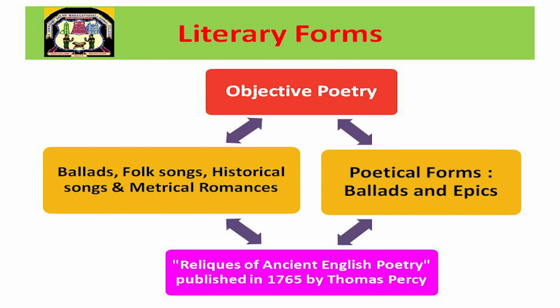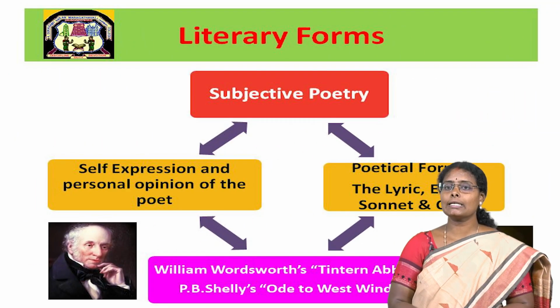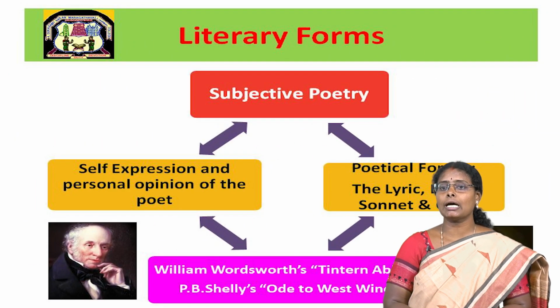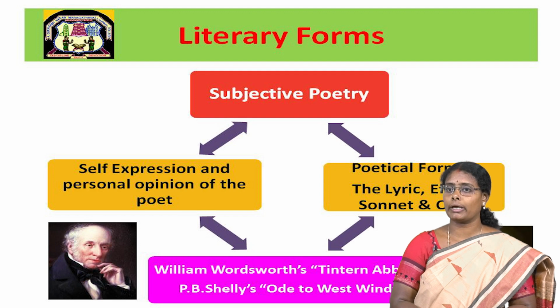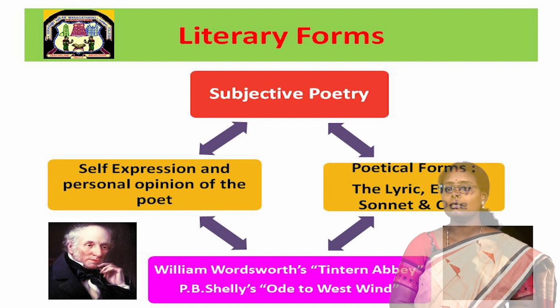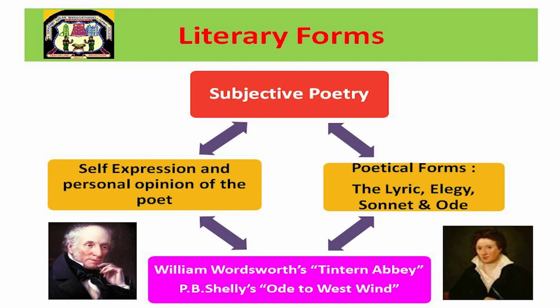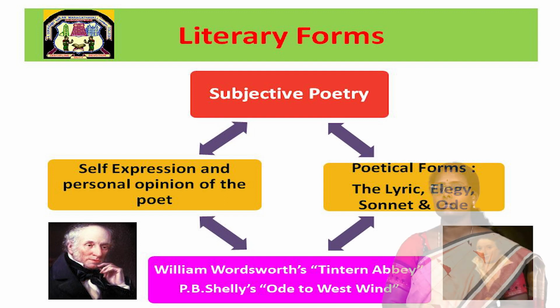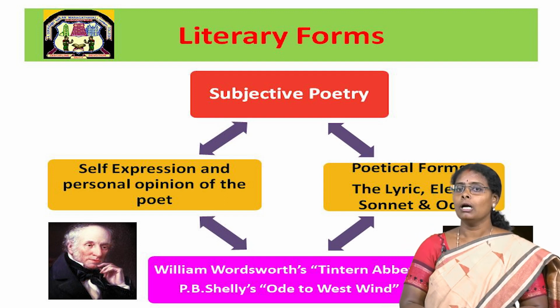Subjective poetry, on the other hand, is the self-expression and personal opinion of the poet, and its poetical forms are the lyric, elegy, sonnet and ode. For example, William Wordsworth's Tintern Abbey and P.B. Shelley's Ode to the West Wind.